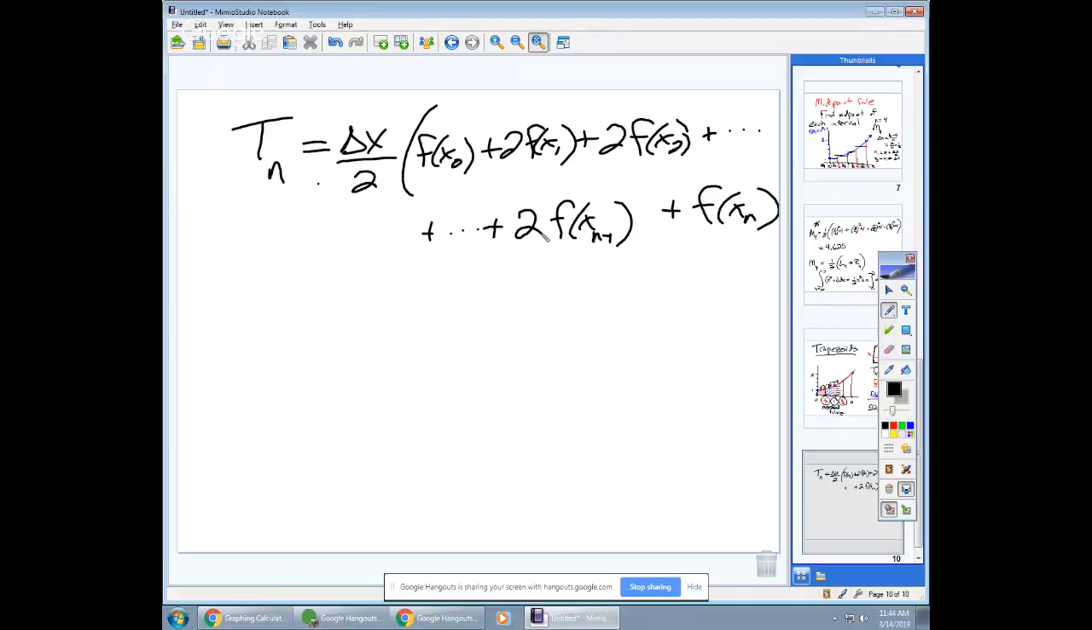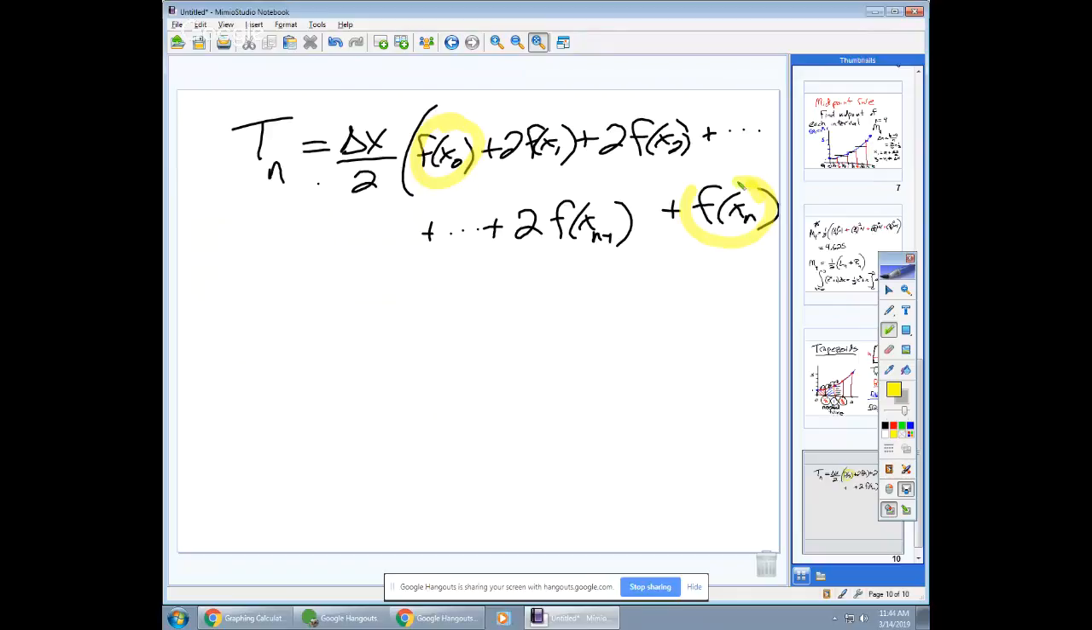And you get a way better answer than you get from the left endpoint, the right endpoint, or the midpoint. Yeah, so bottom line is the first function value gets used once, the last function value gets used once, and every other function value in between has to get used twice, because they're both the left side and the right side of the trapezoids going in between.